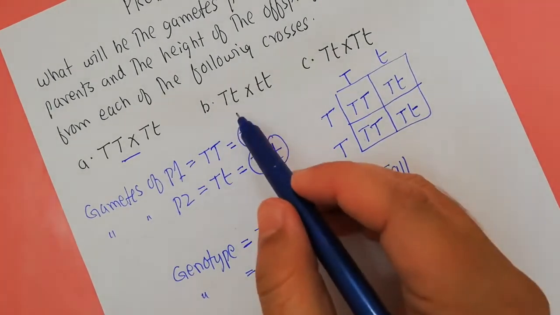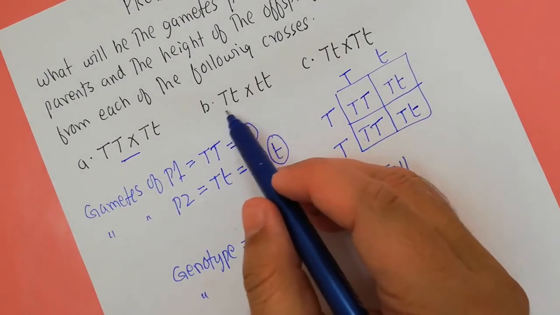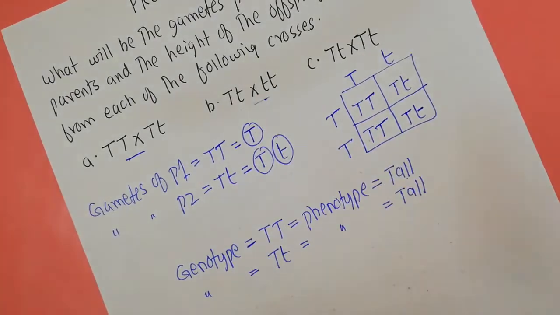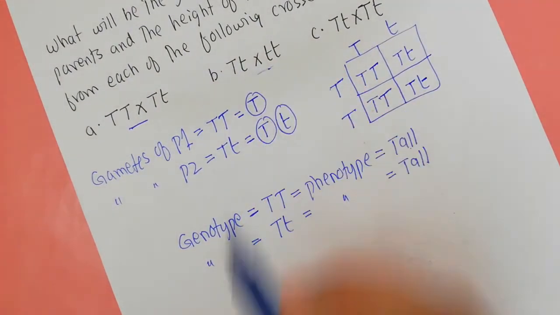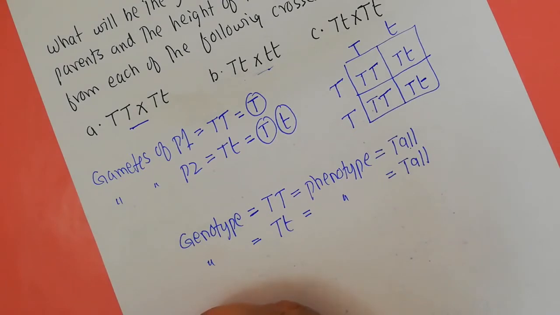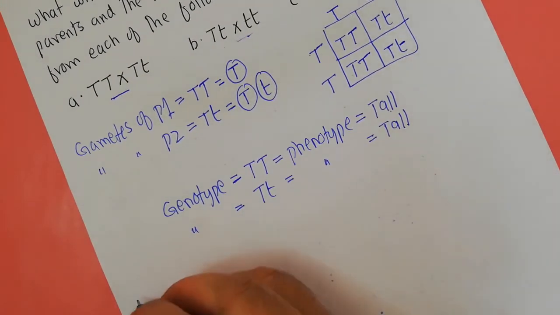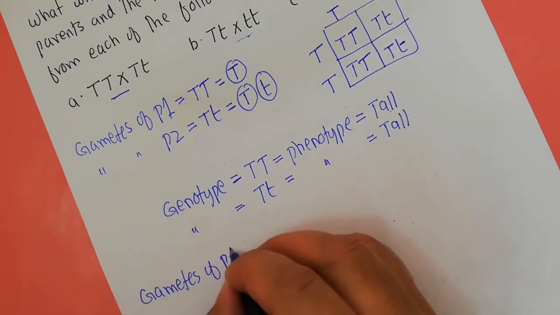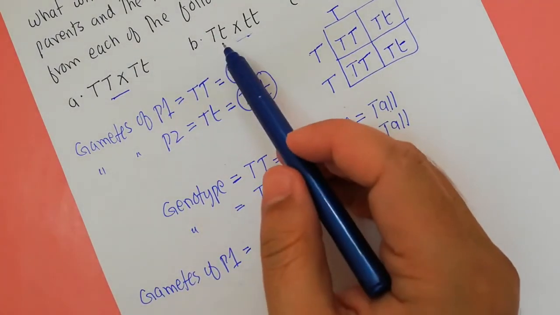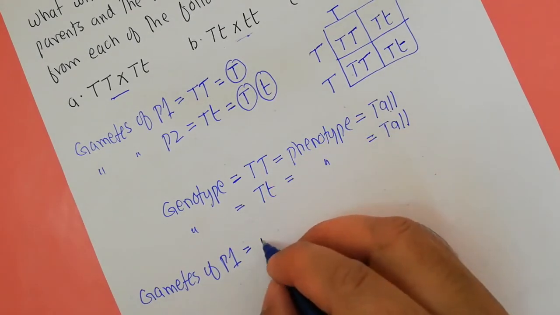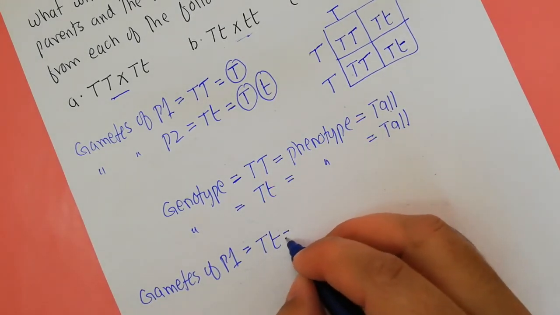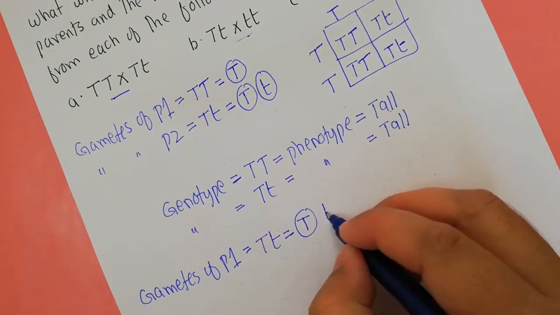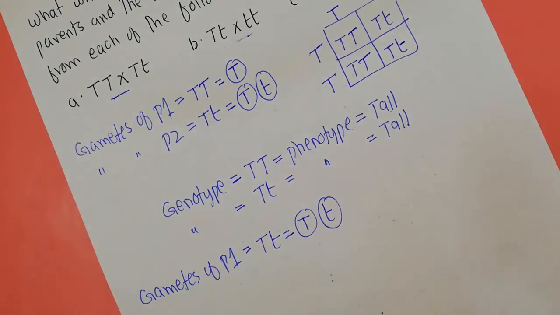Now the second part of the question says what will be the gametes produced by these parents, and what will be the height of the offspring. Let us focus on this one. The first thing you have to do is make the gametes. The parent number 1 given to us is the capital T and the small t. This is the genotype, and you have already seen that the heterozygous tall plant produces two kinds of gametes, one with a capital T and the other one with a small t.